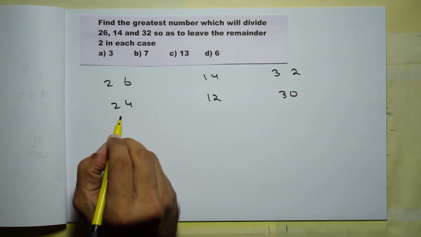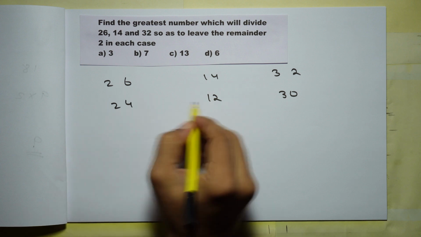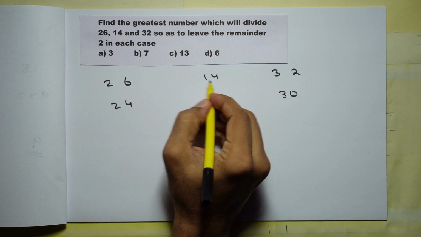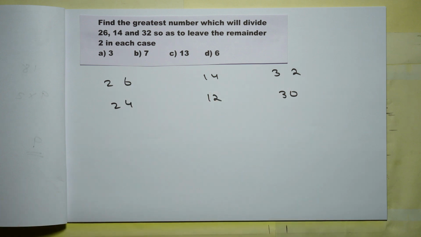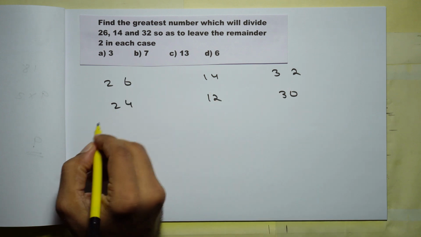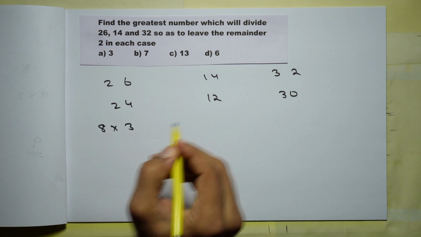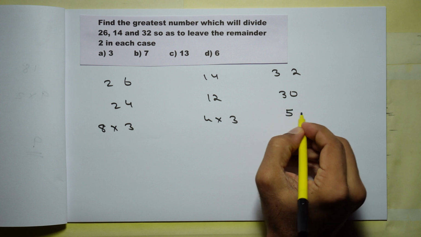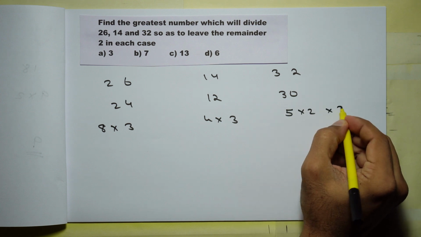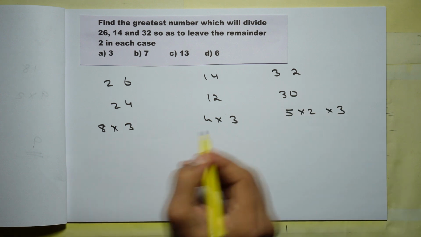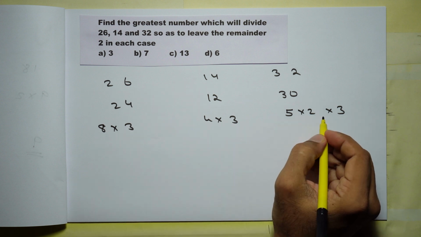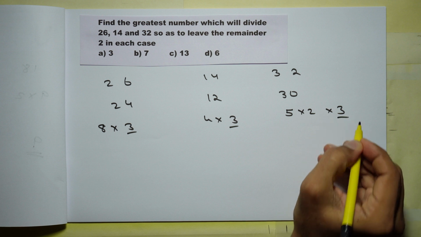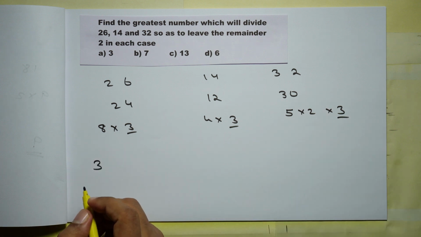So you have to find the greatest number which will divide these three numbers, 24, 12 and 30. Then in each case the remainder will be 2. So we will split them into factors. 24 is 8 into 3, 12 is 4 into 3 and this is 5 into 2, 10 into 3. So we will find the numbers that are common to all these factors. Now here 3 is common to all the three numbers. So 3 definitely should be there.